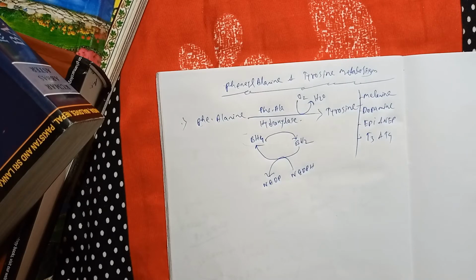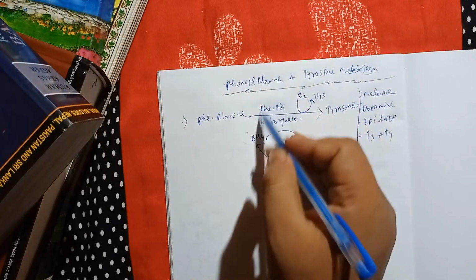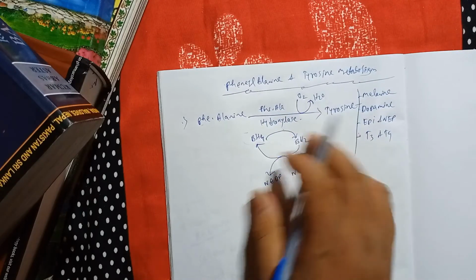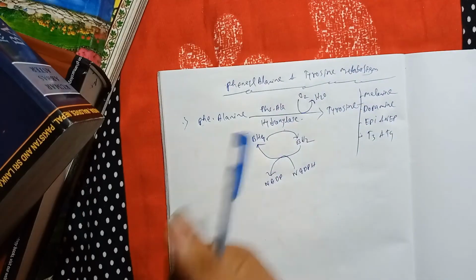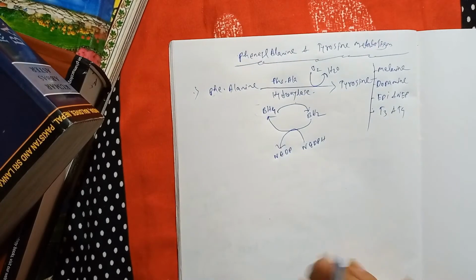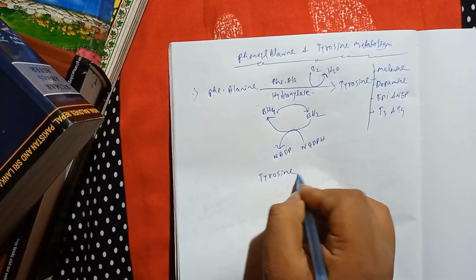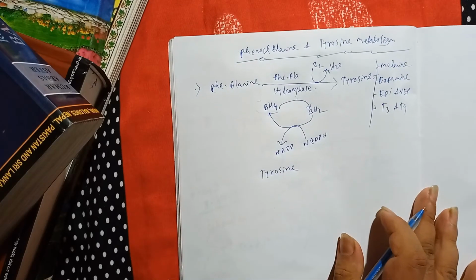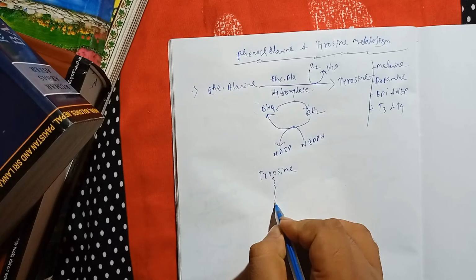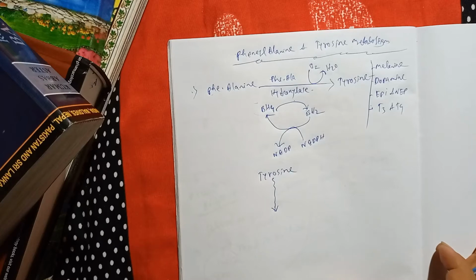Okay, now we'll go through the next steps. So we got the tyrosine, and the enzyme here is phenylalanine hydroxylase. I'll talk about the enzymes and the deficiency disorders in the next video. Now let's go through the steps one by one. Now we got tyrosine first, and this tyrosine will again be acted on by another enzyme.